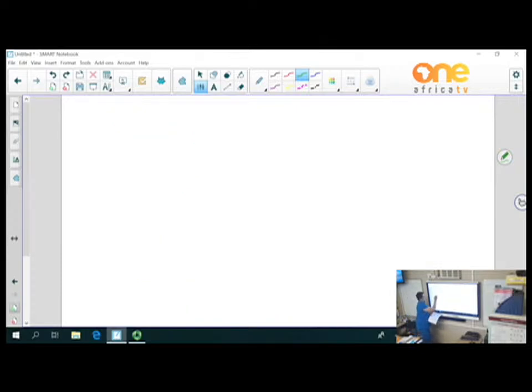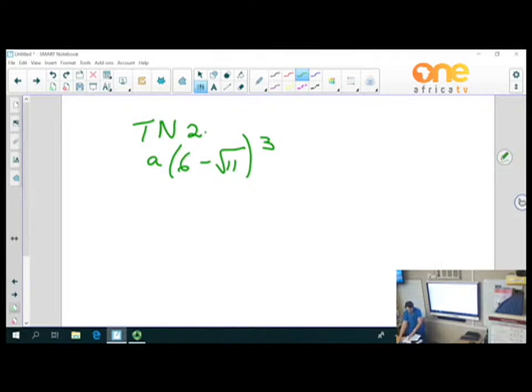The next exercise is now Try Now 2. Here, this is calculator skills, and the important thing is to use extra brackets. Otherwise, you're going to get the wrong answers. Number A says 6 minus the square root of 11 to the power of 3. Now, the brackets will be very important. So I want you to use your calculator.